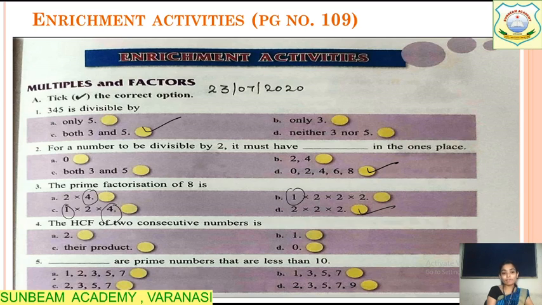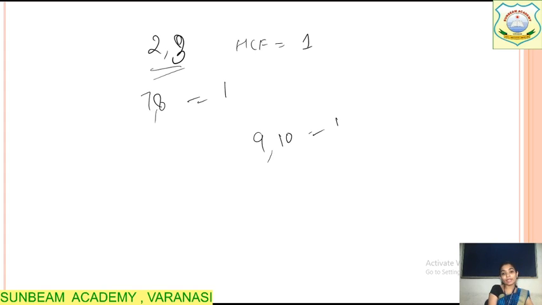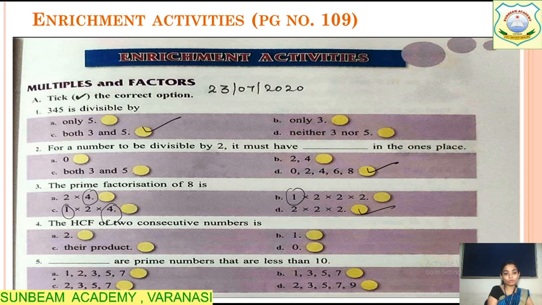Next, the HCF of two consecutive numbers. If we talk about two consecutive, मतलब लगातार, if we talk about 2 and 3, right? 2 and 3. तो इनके में कुछ भी कॉमन नहीं है, तो HCF हमेशा क्या आता है जब भी कॉमन नहीं है? 1, right? So if we talk about 7 and 8, we will get HCF 1. If we talk about 9 and 10, we get 1. Got it? So the answer option is 1.